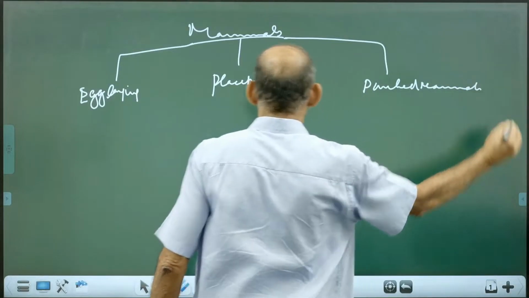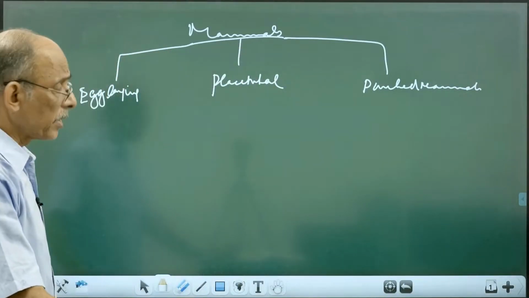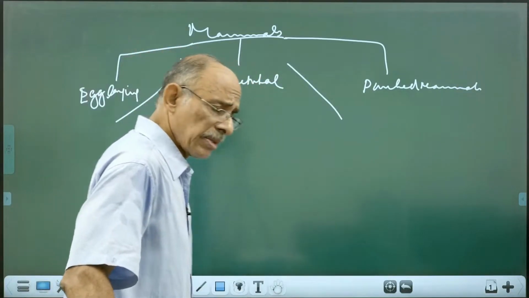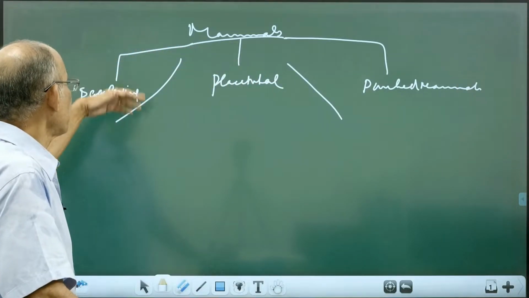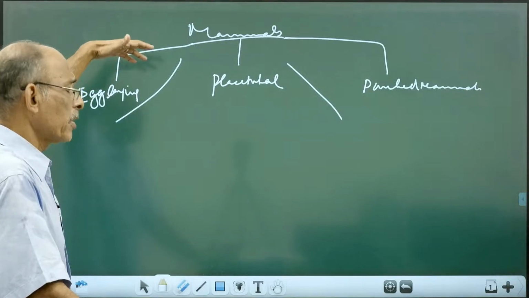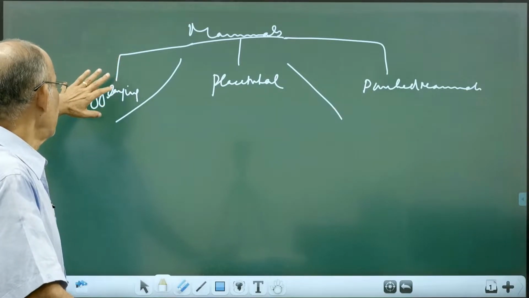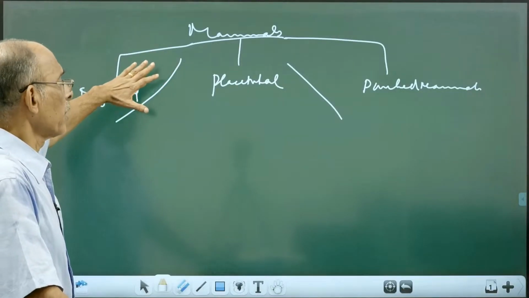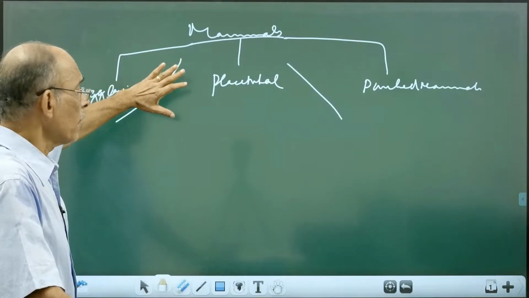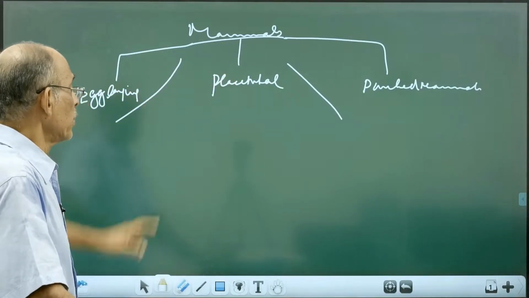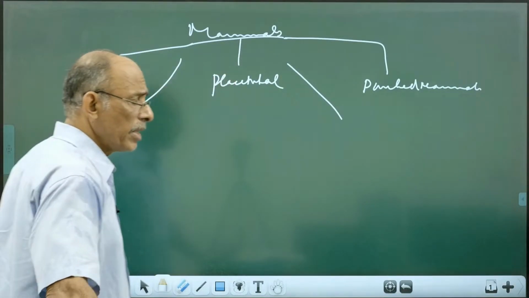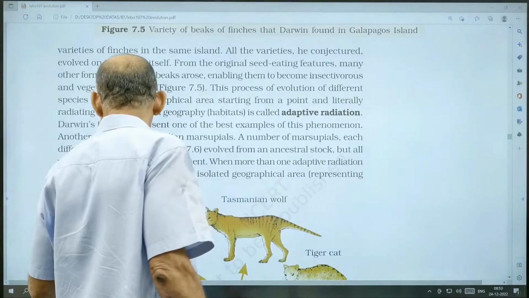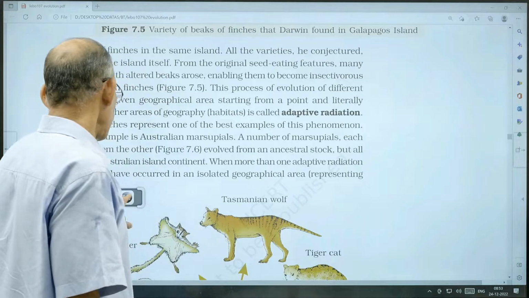All these three, even though they belong to the mammals group, separated as different classes. They have no close relationship, and even though they are mammals with some common basic features, they are actually totally different organisms. They developed in totally different lines of evolution. And these Australian marsupials, that is pouched mammals, show what is called adaptive radiation.